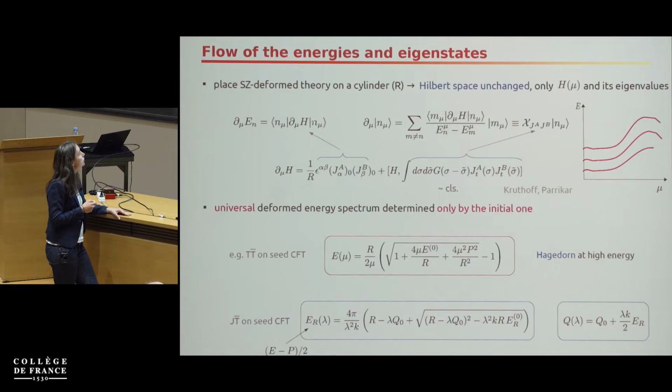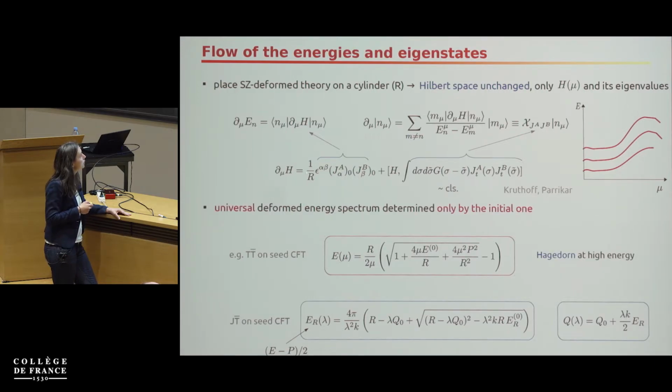Where dμ/dh is the deforming operator, which is the Smirnov-Zamolodchikov operator that I wrote on the previous slide. And it turns out that many of the special properties... so here's a cartoon of the energy eigenvalues as a function of mu. They're just smoothly deformed. They don't cross. They don't do anything. So many of the very nice properties of this deformation come from the very special structure of the Smirnov-Zamolodchikov operator.